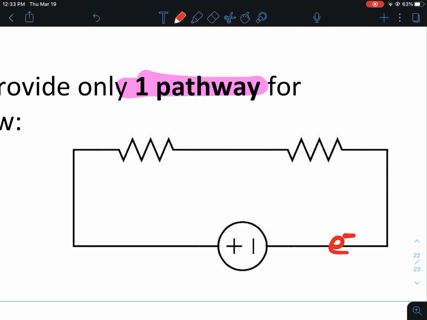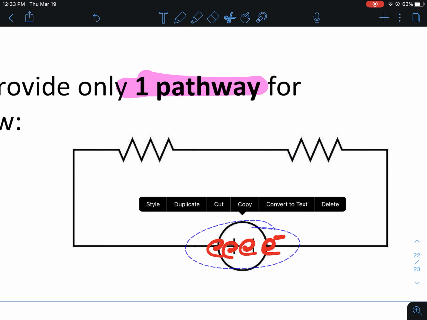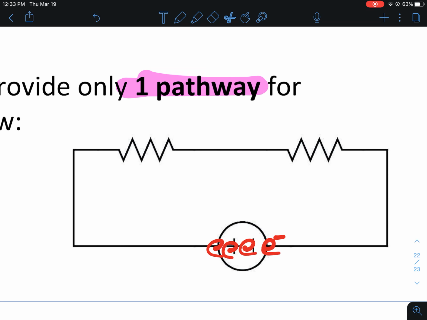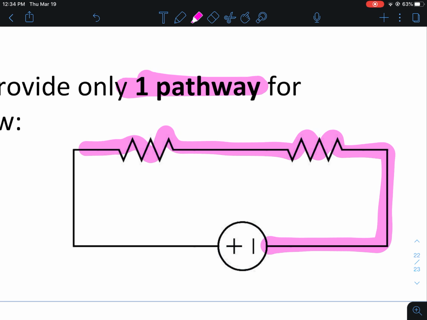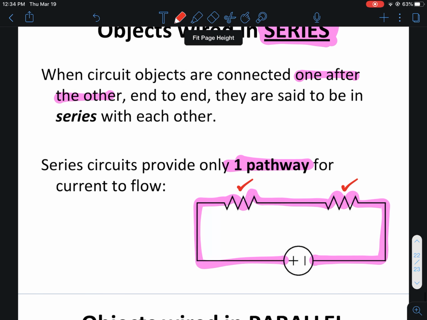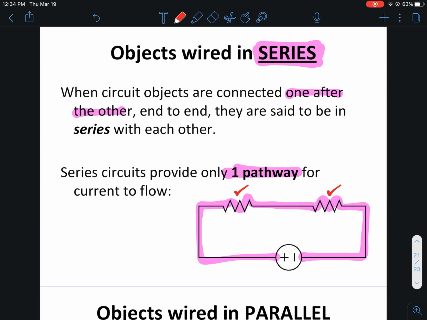So what you end up having is tons of these different electrons flowing out all the time. These electrons flow through the wire, and they flow all the way through. Some are deposited as they go through and used up, but basically you have one pathway. There's no other way for that electricity to flow. It has to flow through every resistor, has to go through each one. That's a series.